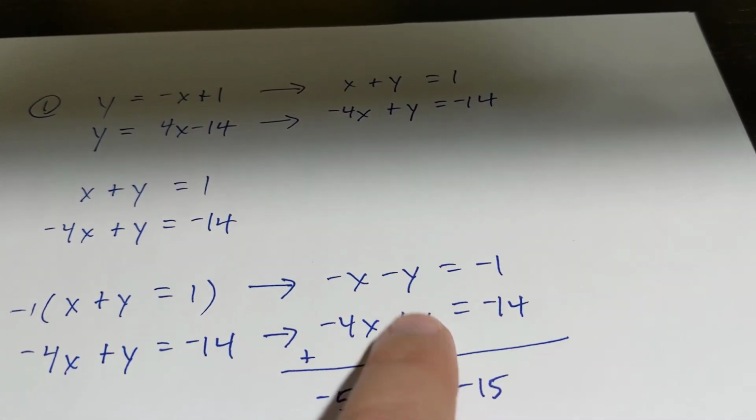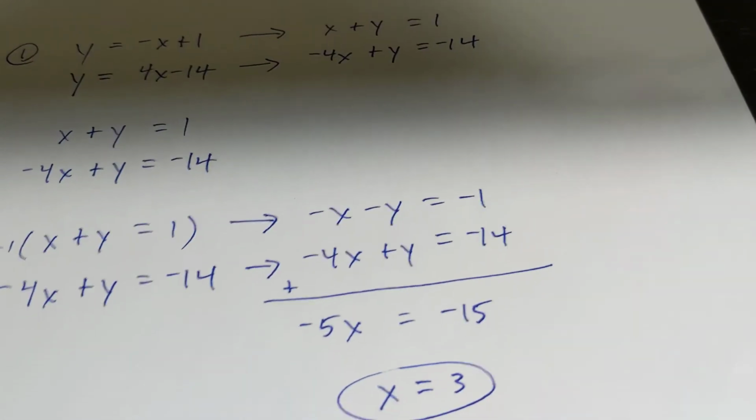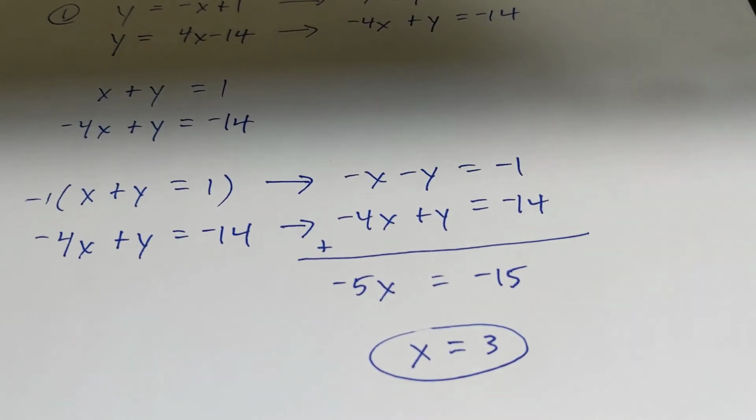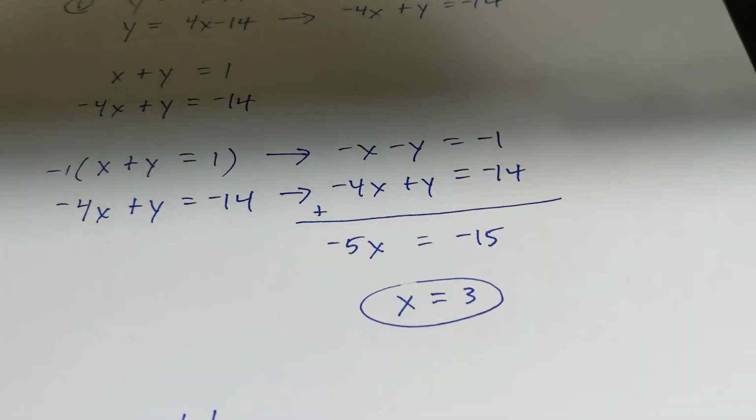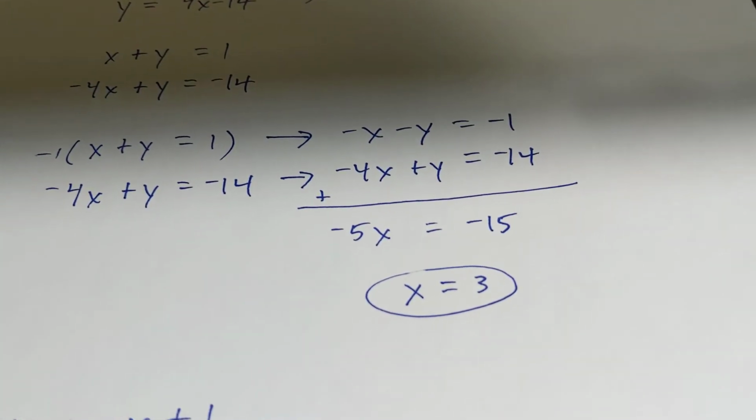And notice that these are on top of each other. If I just add straight down, those y's are going to drop out. They're going to be 0. So I did that. This is negative 5x. This is negative 15. And if you divide by negative 5, you get 3.